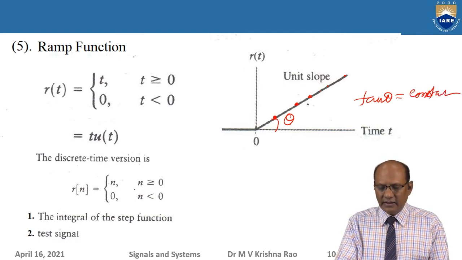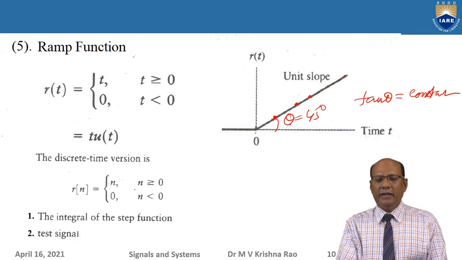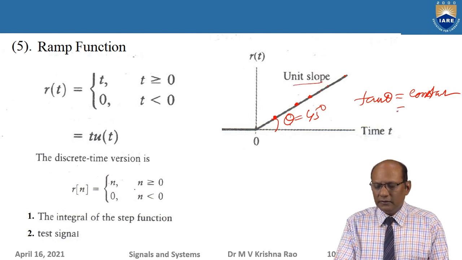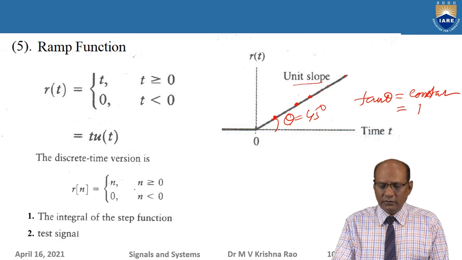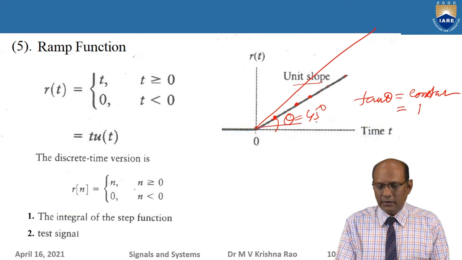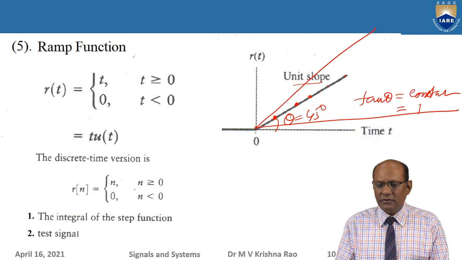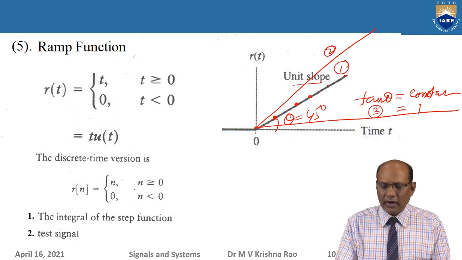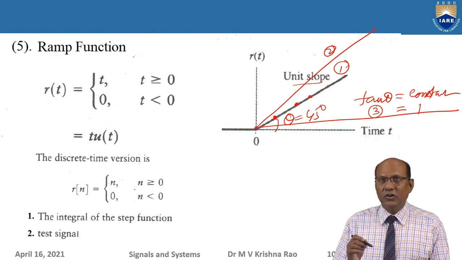Let us consider here theta equal to 45 degrees or pi by 4 radians. So the unit slope, slope equal to tan theta, is nothing but unity. It need not be unity, it can be steeper like this, and it can be very flat like this also. All are called ramps. This is ramp 1, ramp 2, ramp 3. So a ramp function is specified by its slope.